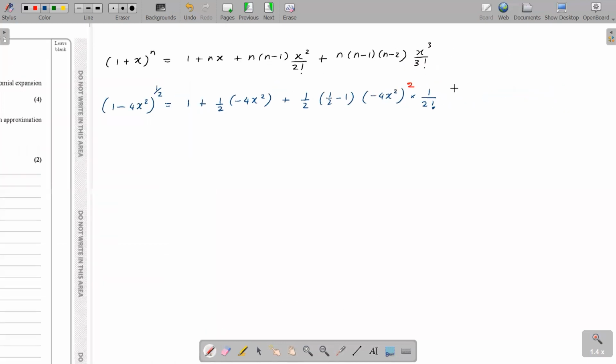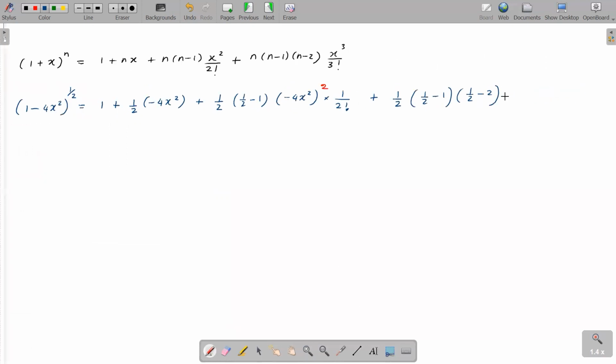Continue. Plus n is half, into half minus 1, into half minus 2, into x cube is what? X is minus 4x square. You are supposed to take it to the power 3, x cube, and then into 1 over 3 factorial. Okay, I put the 3 factorial as 1 over 3 factorial. Okay, now it's a matter of typing everything in the calculator. So let's get the first term is anyway going to be 1.